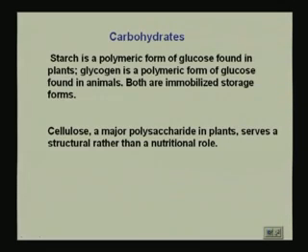Glycogen is stored in our liver and it is broken down when we require glucose for metabolism, for the energy requirement of our activities. Cellulose is another major polysaccharide in plants that serves a structural rather than a nutritional role. Structural means it forms fibers that help in its structural build-up.